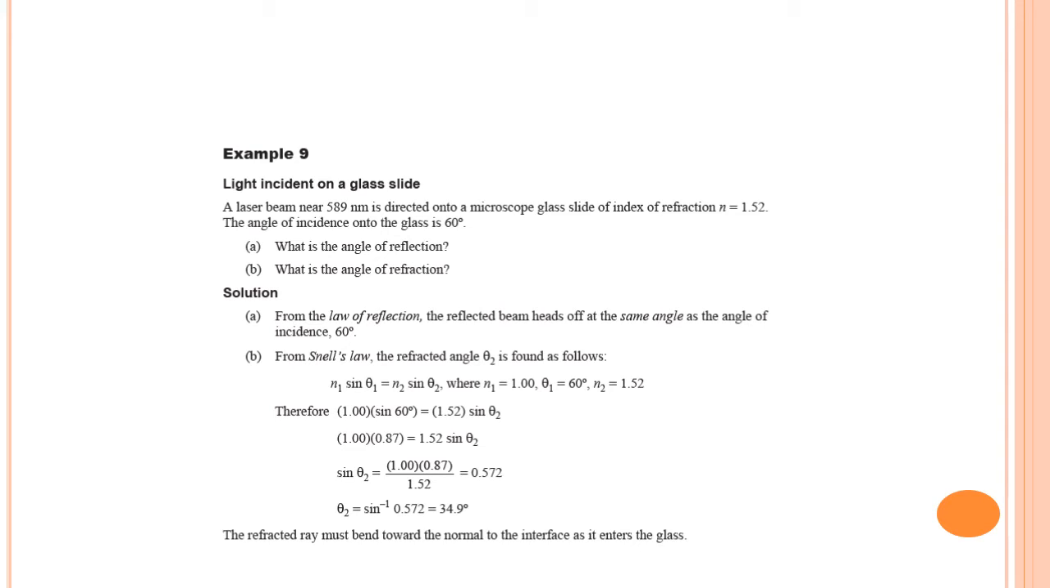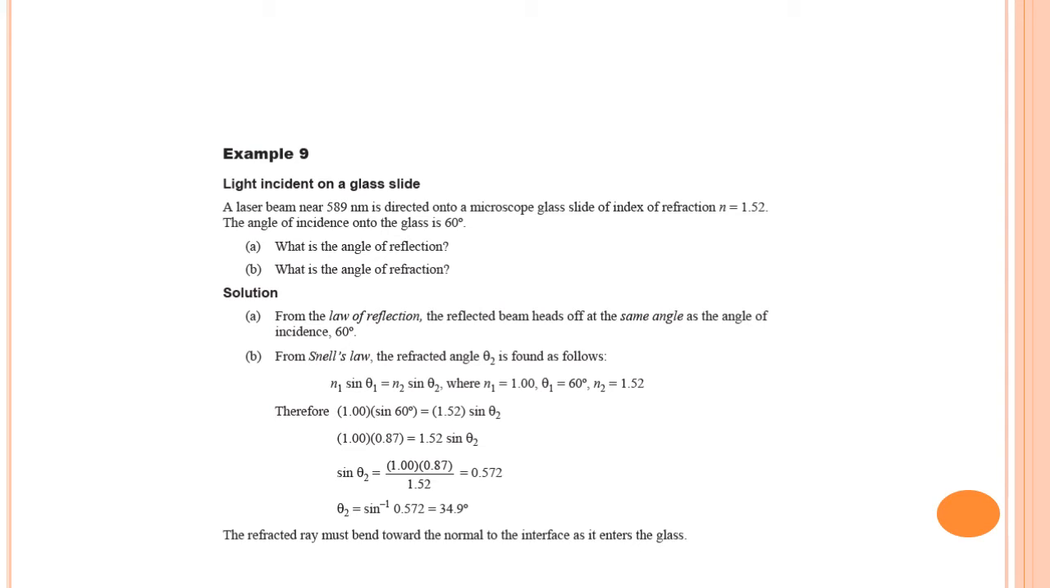So from the law of reflection, the reflected beam heads off at the same angle as the angle of incidence. Since we know that the angle of incidence is 60 degrees, the angle of reflection is also 60 degrees. Now, from Snell's law, we know that N1 sine theta 1 is equal to N2 sine theta 2, where N1 is 1.00, theta 1 is 60 degrees, and N2 is given as 1.52.